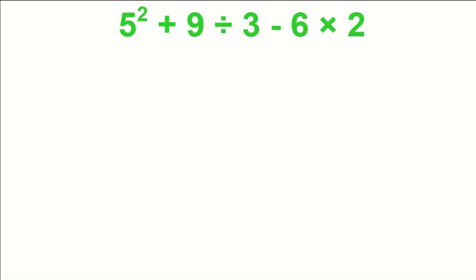All right, so if we see something like this, first thing we would do would be parentheses. Are there any parentheses? No. So then we go to the exponents. Are there exponents? Yeah. 5 to the second power. What is 5 to the second power? 5 times 5, which is 25.